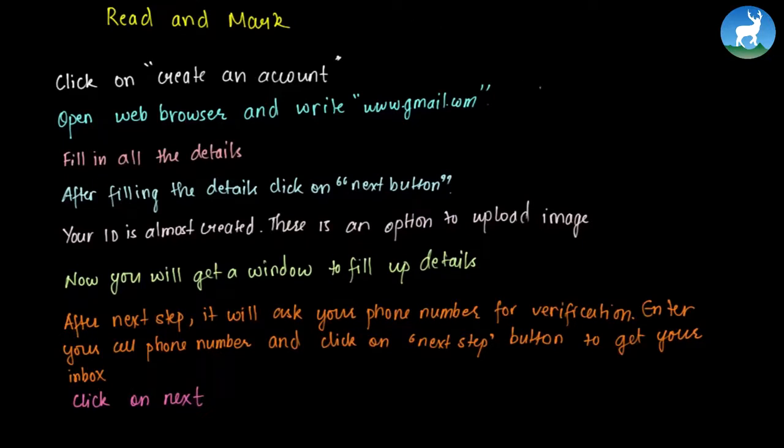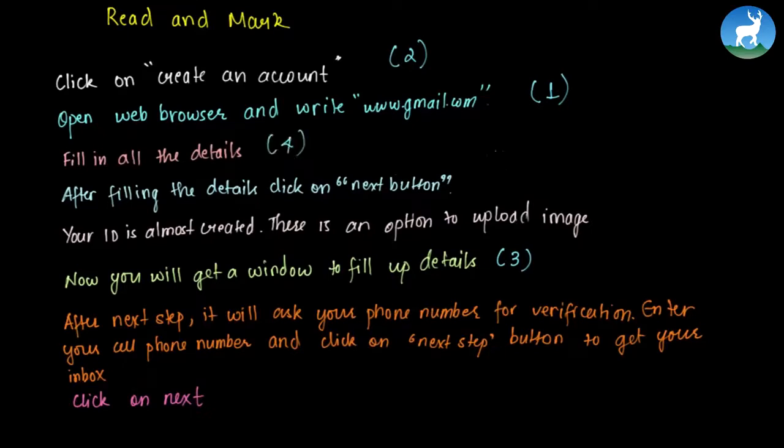Now we can see the first step is open your web browser and write www.gmail.com. So this must be our first step. Next, we have to click on create an account. So this is our second step. So after creating an account, you will get a window to fill up details, right? So this is the third step. To the window, we fill in all the details. So this is the fourth step.